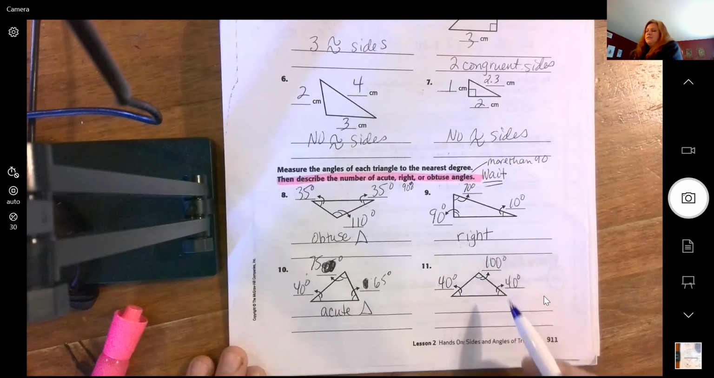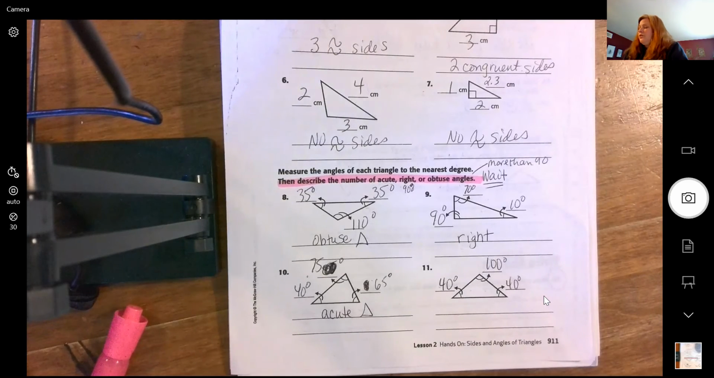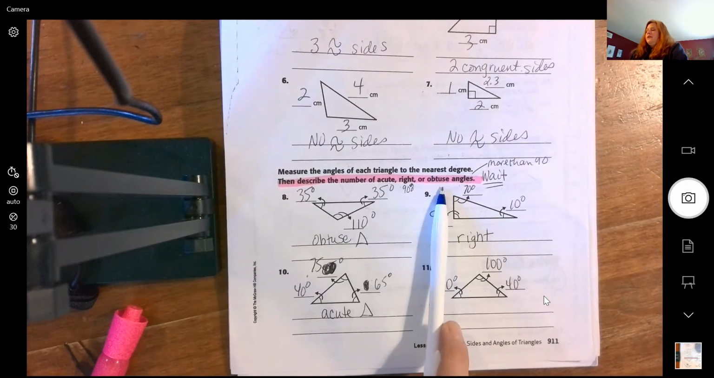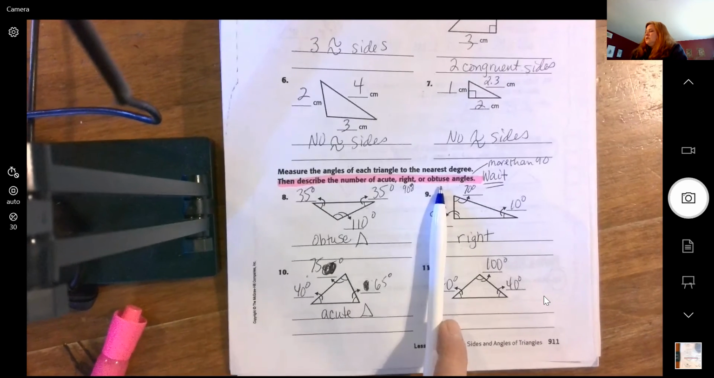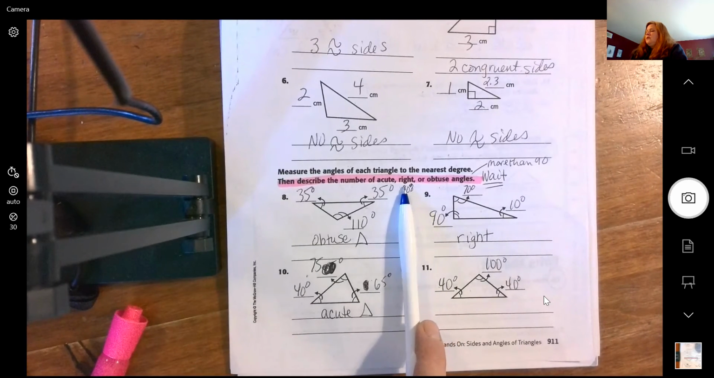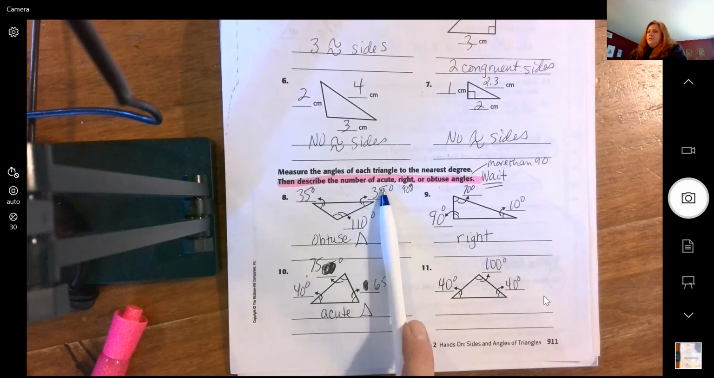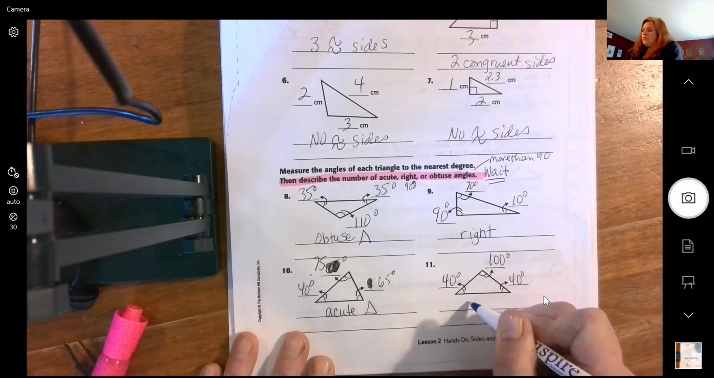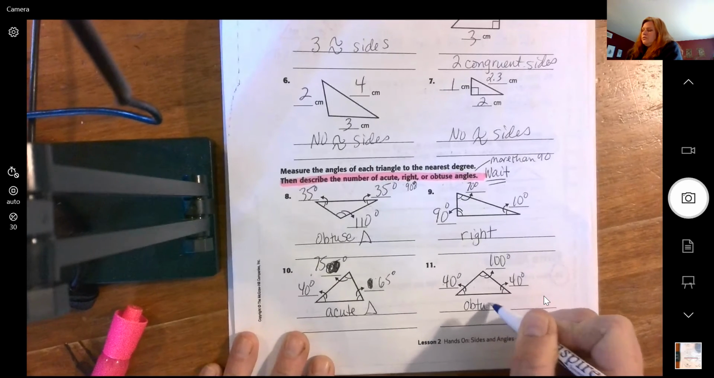All right, last one. I want you to kind of do this one on your own. So you're going to go through your questions. Does it have one angle that is bigger than 90 degrees? Does it have one angle that's equal to 90 degrees? And if not, it's acute. So hopefully you saw this 100-degree angle, which means that it is obtuse.